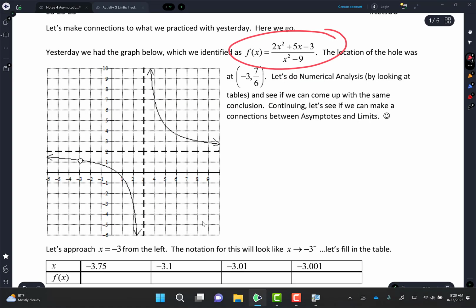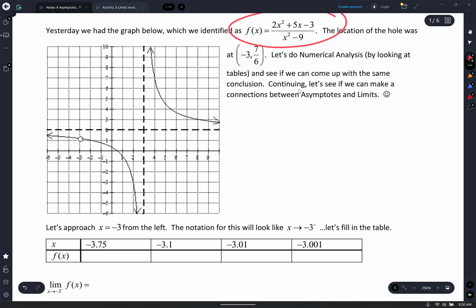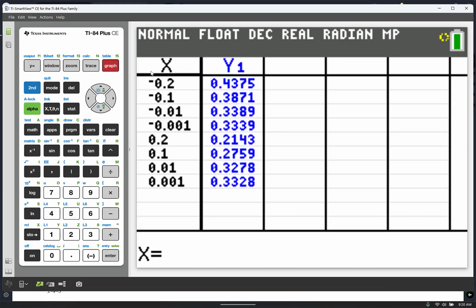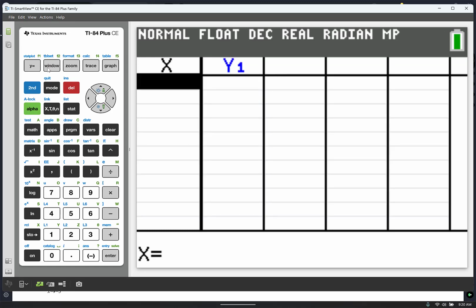So let's fill in the table. It says let's approach negative 3 from the left. The notation for this will look like x approaches negative 3 from the left. Let's fill in the table just like we did last time. It should be approaching that hole there. I'm going to delete my old table and set up the second table.